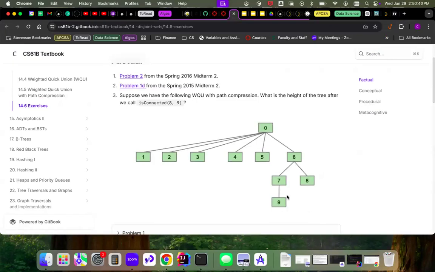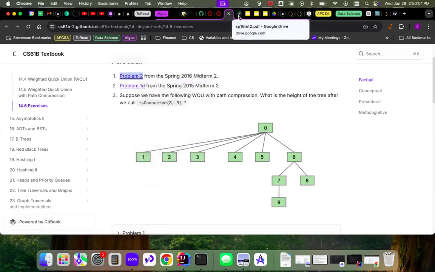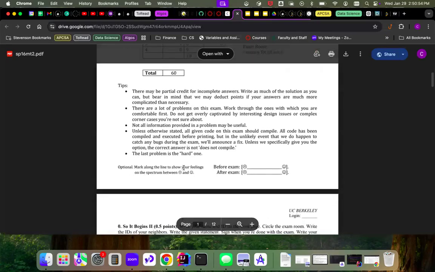9, 7, and 8. We touch everything that's in level 2 and 3, right? And each time we touch anything that's not in that level, we go through. Let's go look. Should we look at problem 2? Let's go look at problem 2. Are you guys having flashbacks?